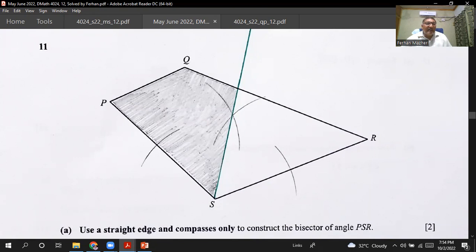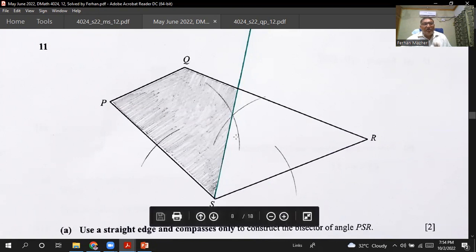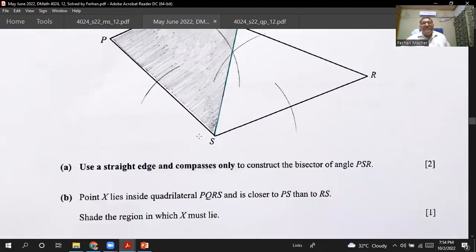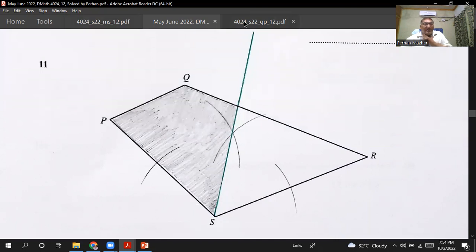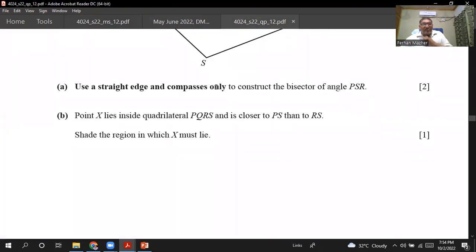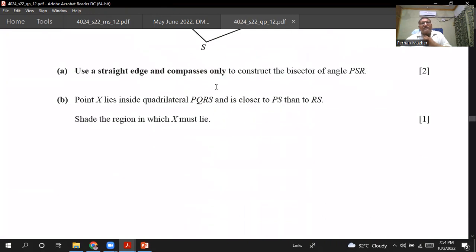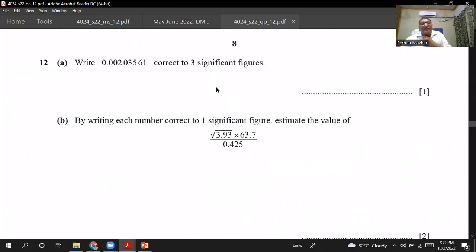So the shaded area will be on this side. So you will remain near the PS. So from the angle bisector, you remain towards the PS side. So this is how you will shade it. I hope you understand this. So that was question number 11. Okay, so we are going to the next question.